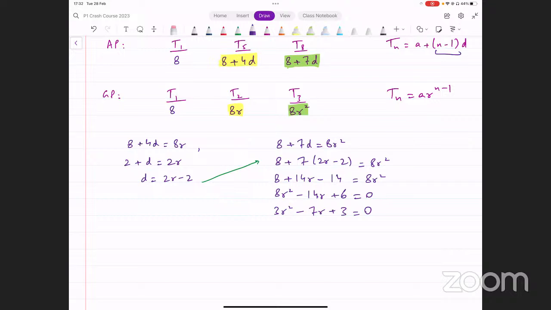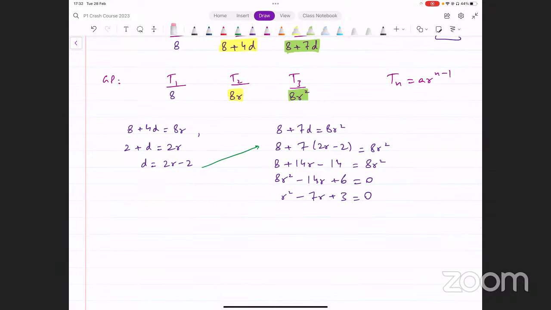This is minus 6. It goes to the other side, becomes plus 6. So when we divide by 2, it actually becomes 4r squared and not 3r squared. I wrote that as 3 by mistake. So this is 4r squared minus 7r plus 3.